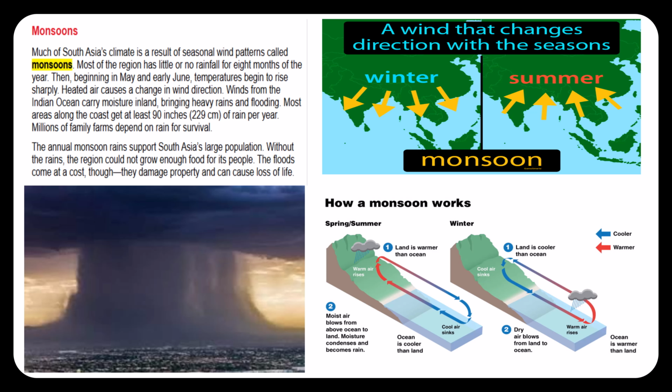Monsoons. Much of South Asia's climate is a result of seasonal wind patterns called monsoons. Most of the region has little or no rainfall for 8 months of the year. Then, beginning in May and early June, temperatures begin to rise sharply. Heated air causes a change in wind direction. Winds from the Indian Ocean carry moisture inland, bringing heavy rains and flooding. Most areas along the coast get at least 90 inches of rain per year.